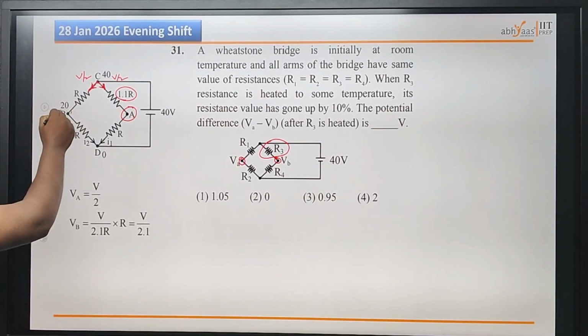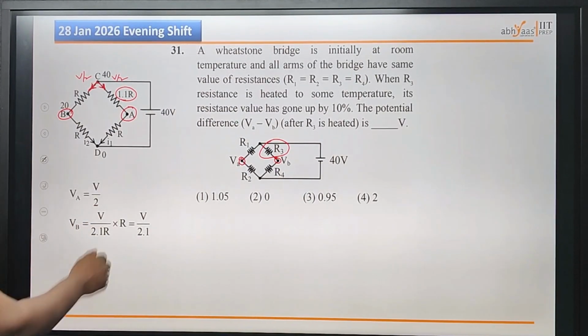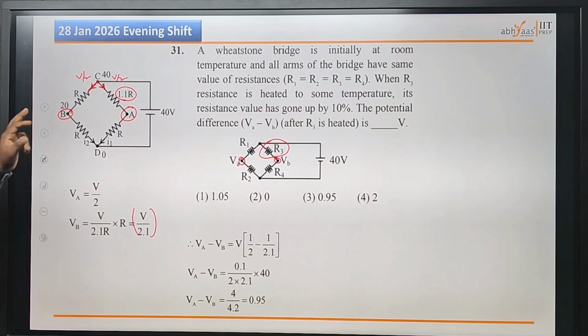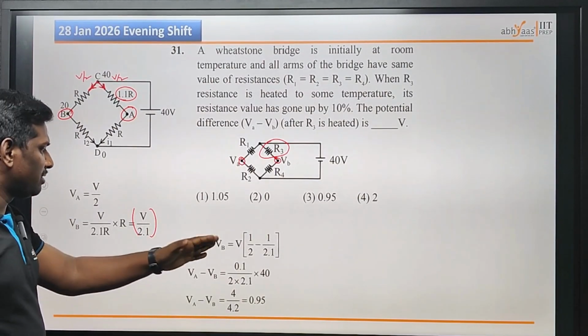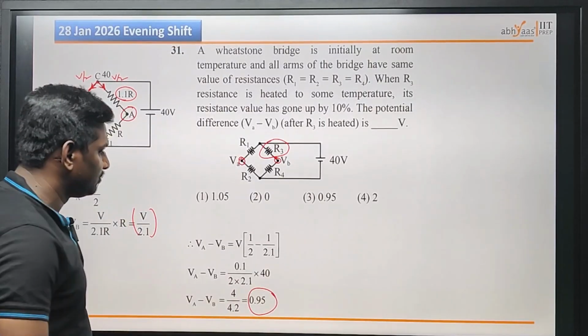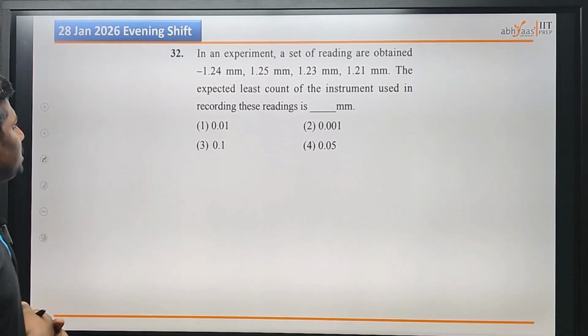At VB, the potential can be written as V by 2.1 times R into R, so V by 2.1. You have to find the potential difference, so VA minus VB can be written as 0.95. What is the potential difference? 0.95.